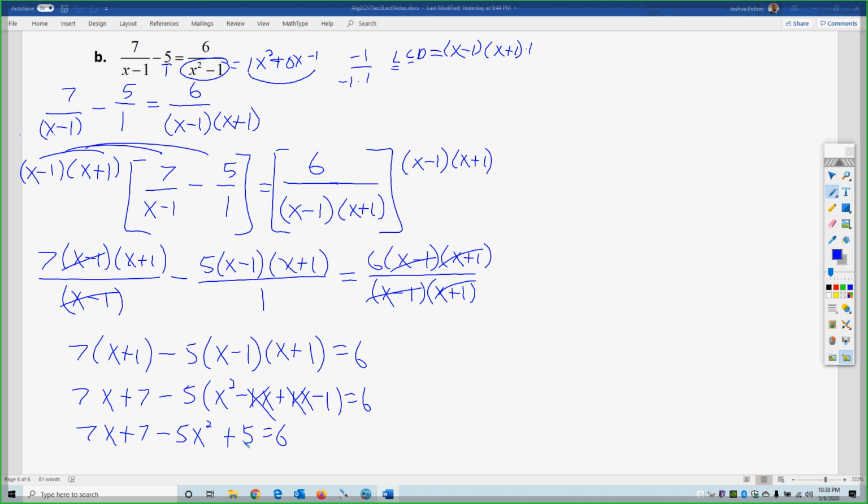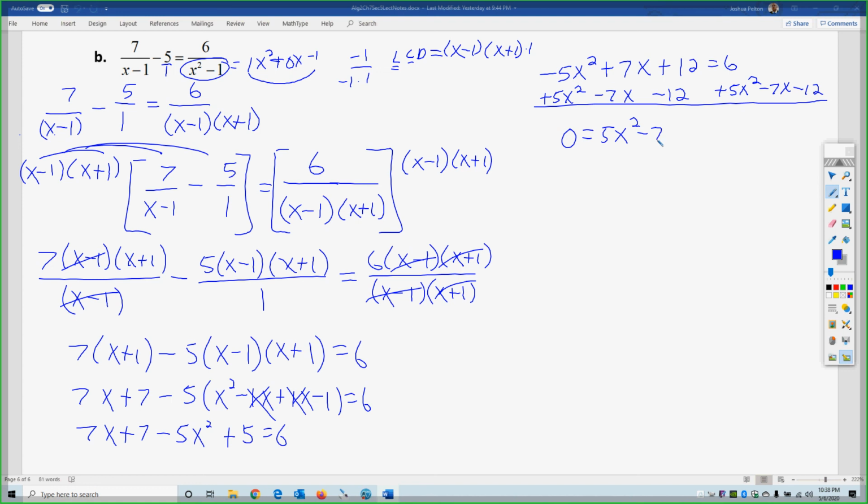Okay, so I move to the top. What do I really have? I really have negative 5x squared, 7x, and let's see, 5 and 7 give me 12, equals 6. But I need everything on the right-hand side to give a positive leading term, so I'll add 5x squared minus 7x and minus 12. So as a result, I get 0 equals 5x squared minus 7x, and let's see, positive 6 and negative 12 give me a negative 6. So I think I'm good so far.